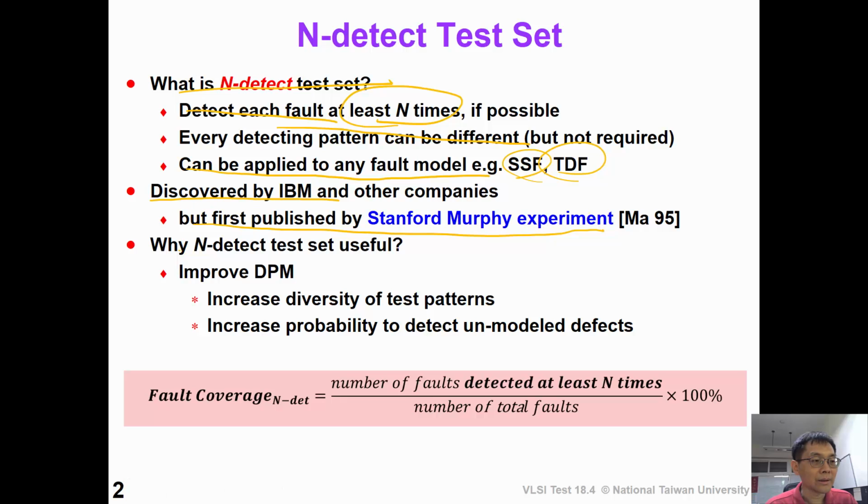So why is N-detect very useful? Because N-detect can improve our DPM by increasing the diversity of test patterns and also increase the probability to detect a model defect. The fault coverage of an N-detect test set is defined in this equation. In the denominator, it's the same as before, number of total faults. However, in the numerator, is now the number of faults detected at least n times.